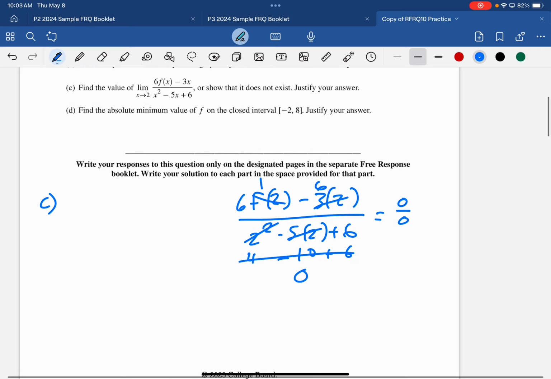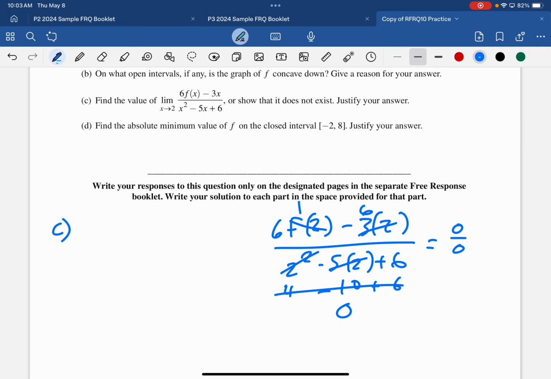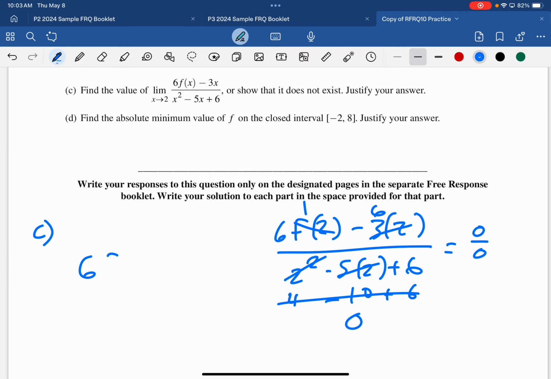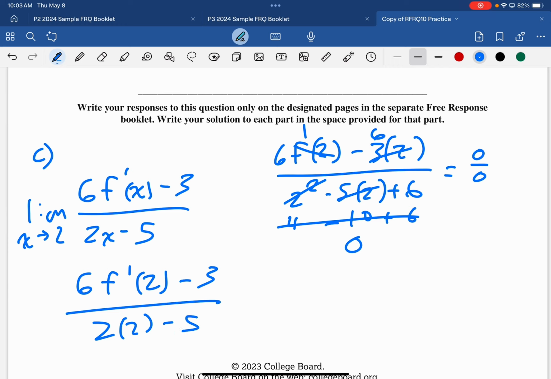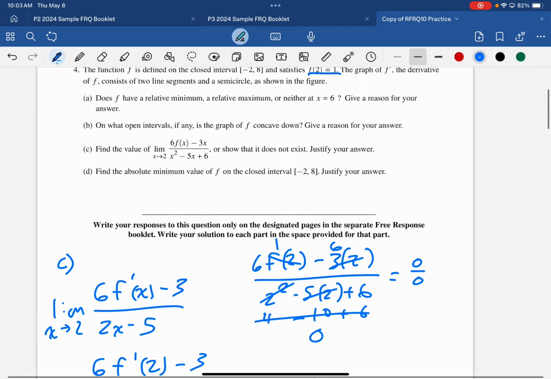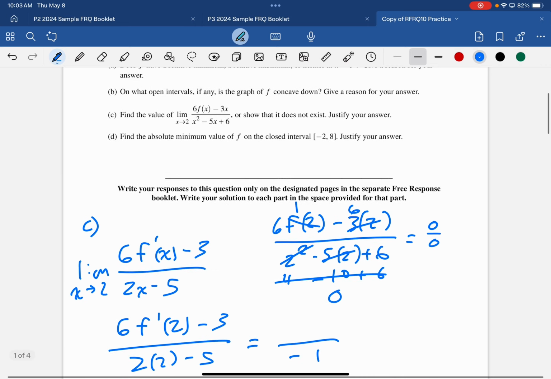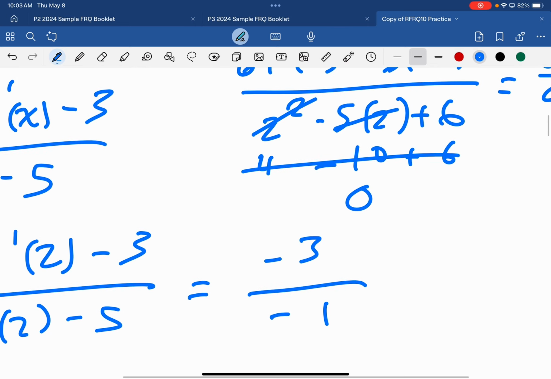We're going to derive the numerator and derive the denominator. So for the numerator, I get 6 f prime of x minus 3. On the bottom, I get 2x minus 5. So let's find the limit as x approaches 2. We have 6 f prime of 2 minus 3 over 2 times 2 minus 5. The bottom is the easy one, that's going to be negative 1. Now, what is f prime of 2? 0. Oh, shoot, it is 0. So we get negative 3. So our answer?